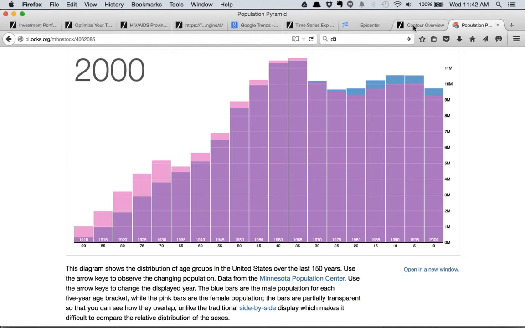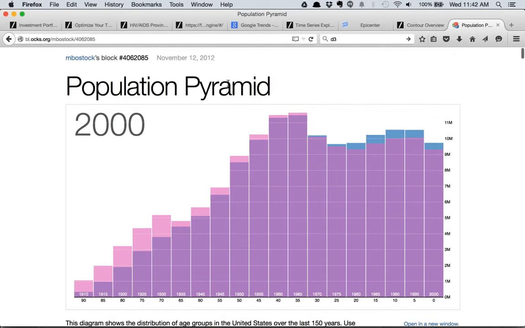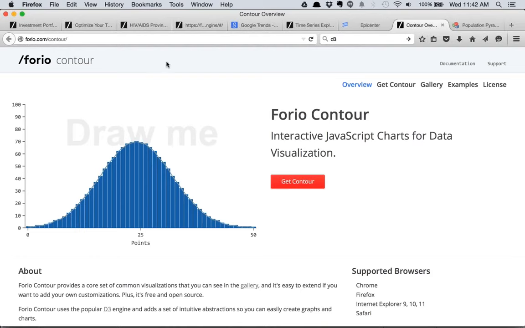What Forio has, and by the way, this is an open source library, licensed with a license that's commercial friendly, so it's accessible in that sense. What we have done is develop a library on top of D3 that makes it more accessible, and it's called Forio Contour, and that's what we're going to be using for this. Contour doesn't have to be used with Epicenter. It can be used with other projects as well.